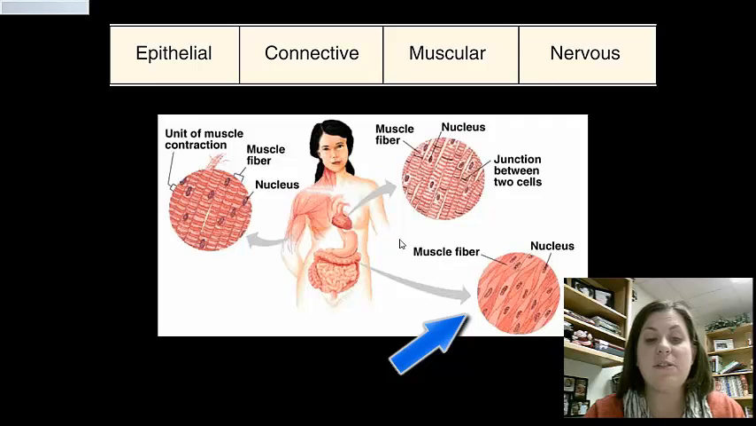They have spindle-shaped cells that contain a single nucleus. This type of muscle is located in blood vessels and also the walls of the digestive system. They aid in moving blood in your vessels and also food through your digestive system. These are also considered involuntary, and they contract more slowly than the other types of muscles.